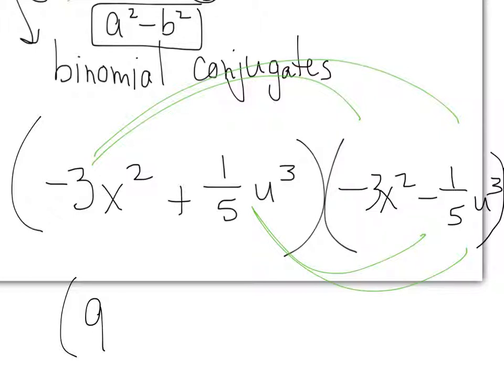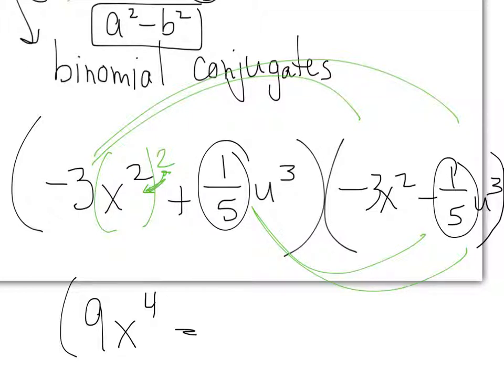When you square x squared, remember, you multiply these powers. Although when you add them, you get the same answer because 2 times 2 equals 2 plus 2. Okay, that's just a coincidence. Then we have negative, and then the 1/5 part. This portion is really squared, so 1/25. And then u cubed squared is u to the 6th. All right?